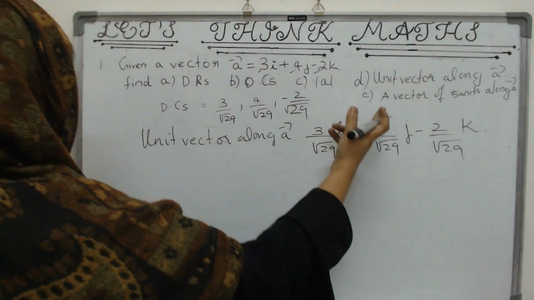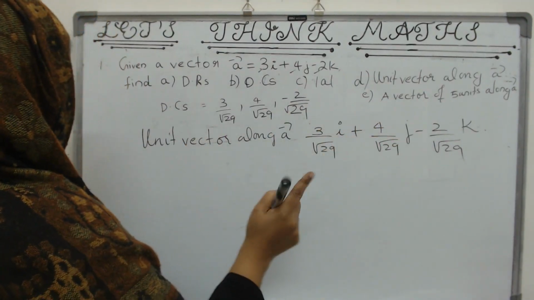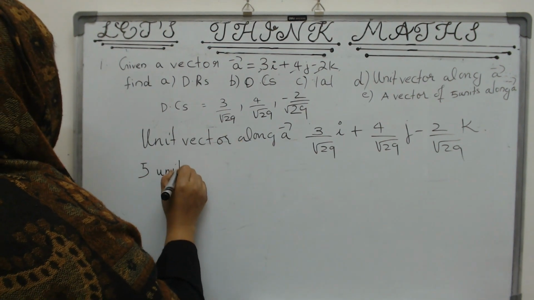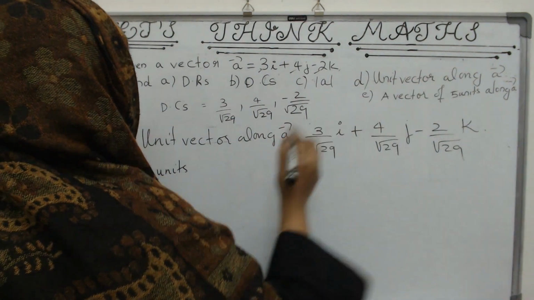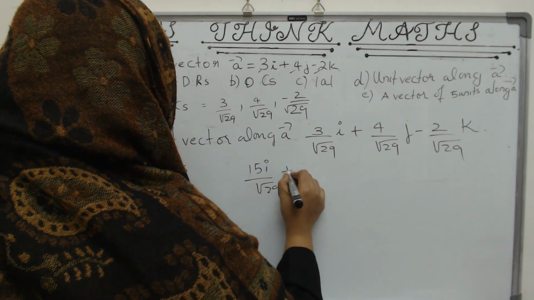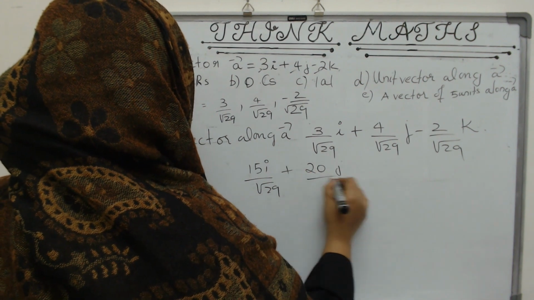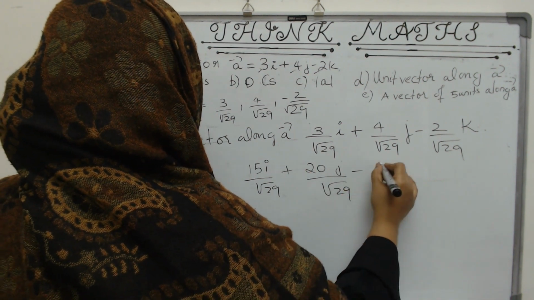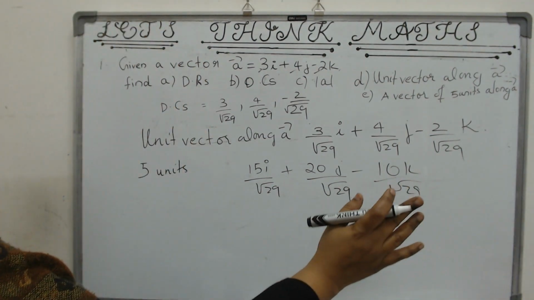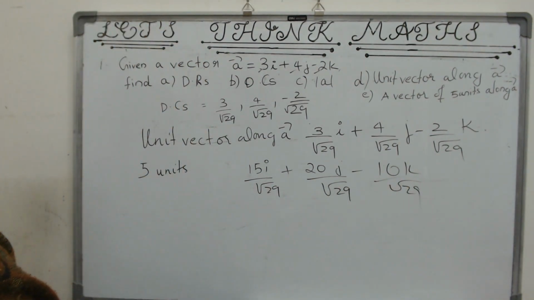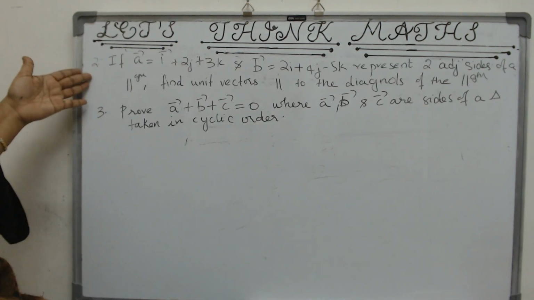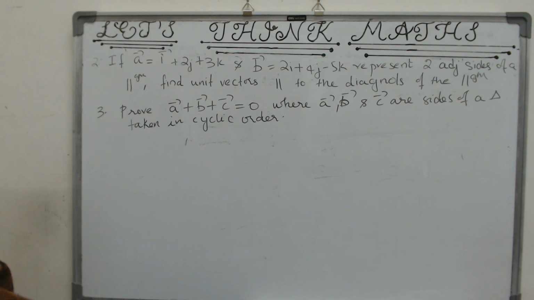Here, what is the next question? This is a unit vector. Its length is 1. But we need one of magnitude 5 units. So what do we do? Just multiply throughout by 5. 15 by square root of 29 plus 20j by square root of 29 minus 10k by square root of 29. Multiply throughout by 5. And similarly, if you want length 10, multiply with 10 and so on. Now we have two questions, one on the parallelogram law and the other on the triangle law.